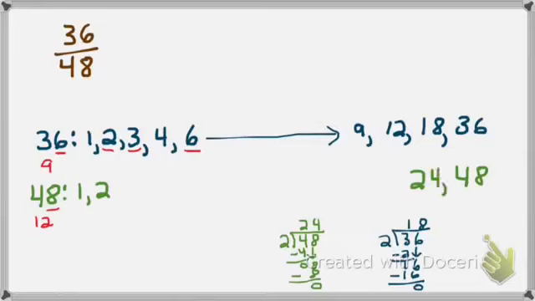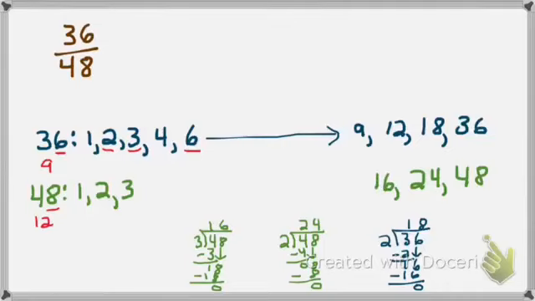So 2's partner is 24. Does 3 work? Well, 3 does go into 12, so it has to work. But 3 times what is 48? I don't know. So let's do my division problem. And when I work this out, I find out that 3's partner is 16.